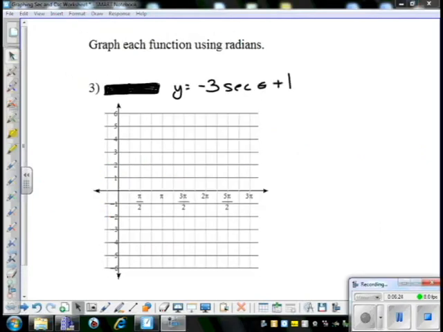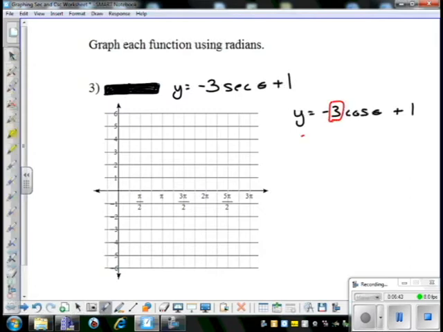Now for number 3, we have y equals -3 secant theta plus 1. We need to change this over to a sine or cosine function to graph it. First, remember the secant. We're going to use y equals -3 cosine theta plus 1. Again, labeling in our amplitude, our amplitude is 3.